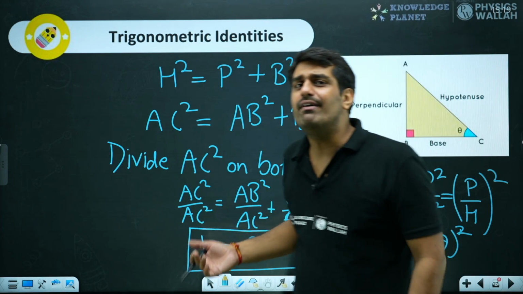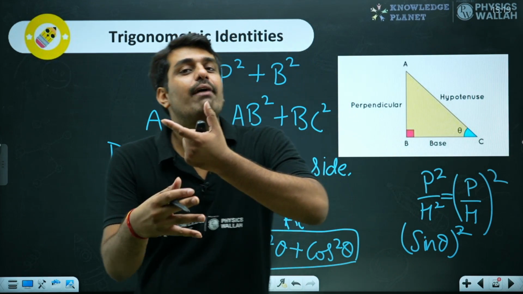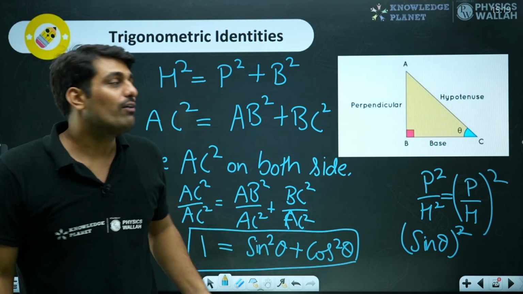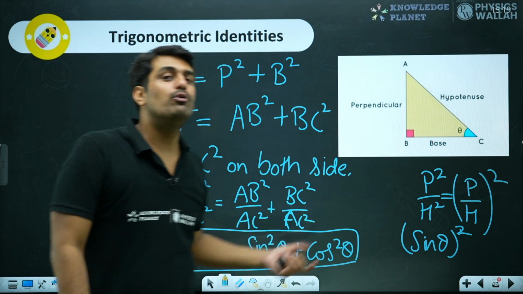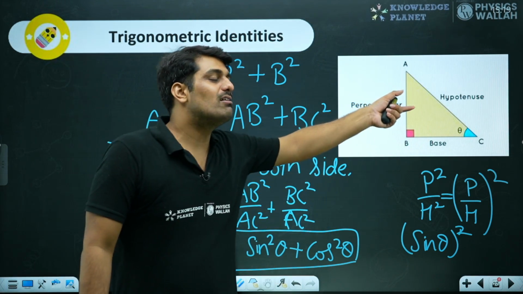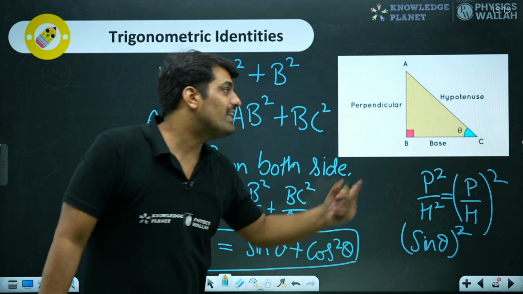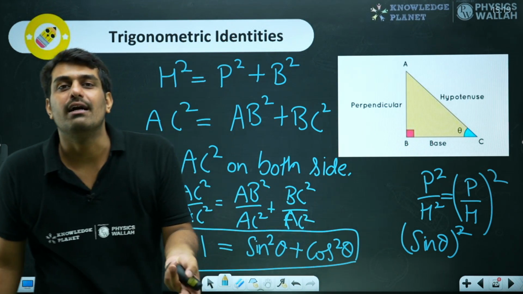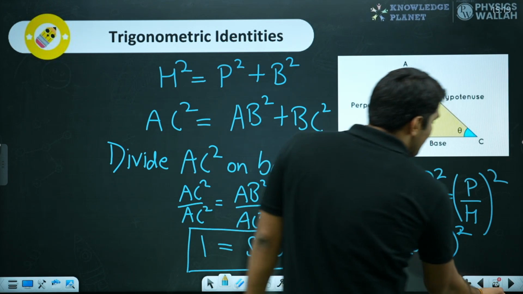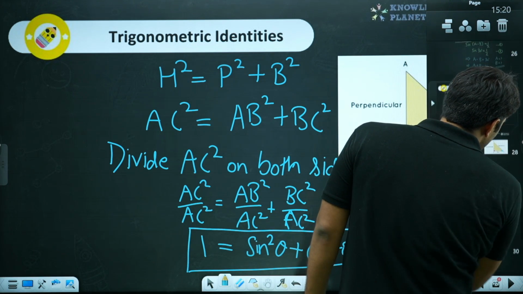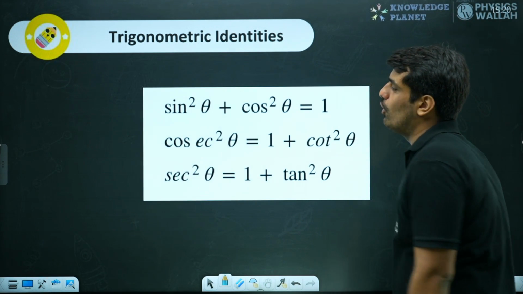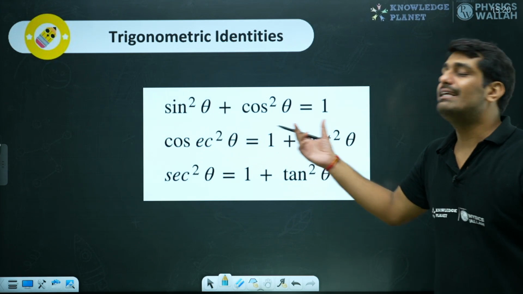That is how it is derived. How have we derived it? Use the Pythagoras theorem, divide by any one of the sides squared. If I divide by hypotenuse square, I come to this identity. If I divide by perpendicular square, I'll come to the second identity. If I divide by base square, I'll come to the third identity. And what are these three identities? To sum it up, we have these three identities in all. Sine square theta plus cos square theta equals 1.